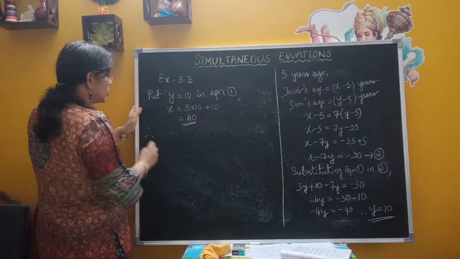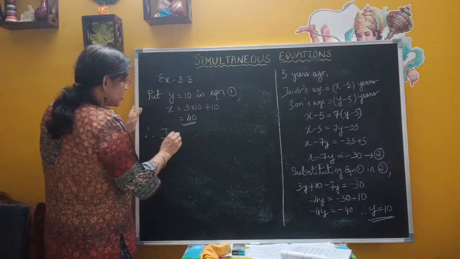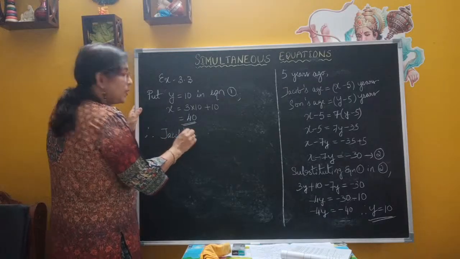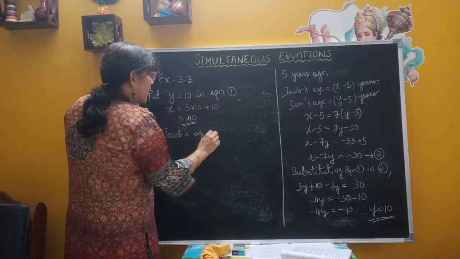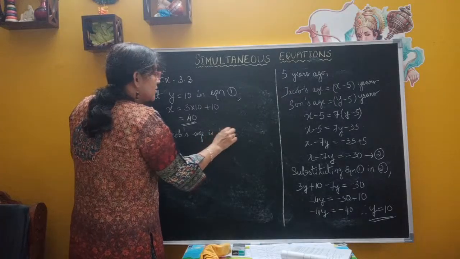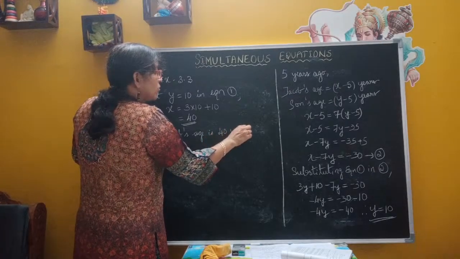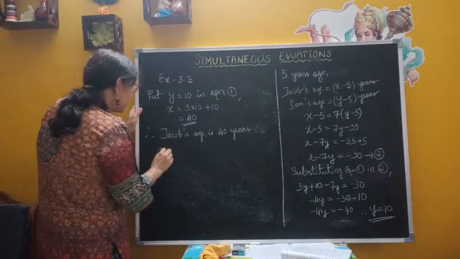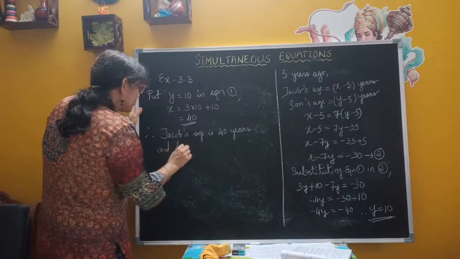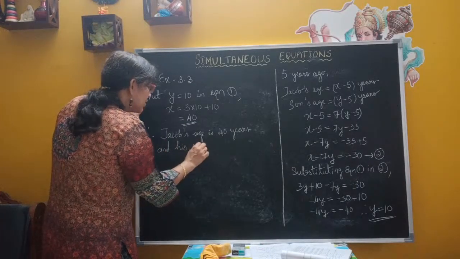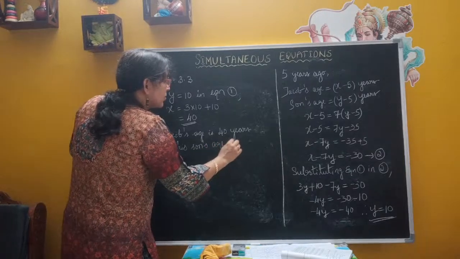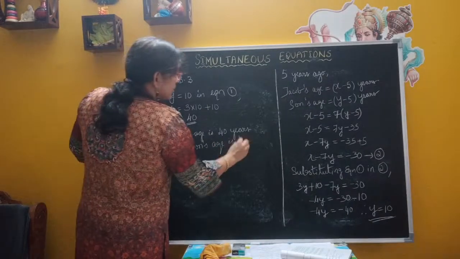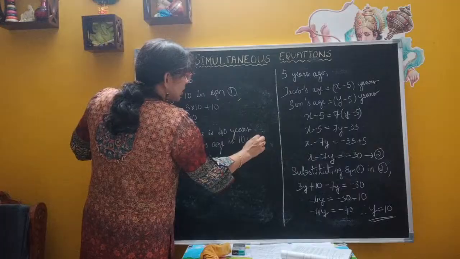Therefore, write the conclusion now. Jacob's age means the present age, it is understood. Jacob's age is 40 years, the x value, and his son's age is 10 years. Yes, how can we verify your answer now?